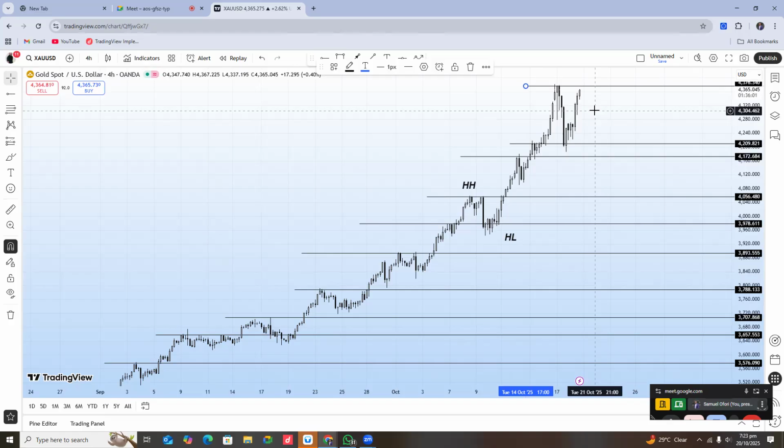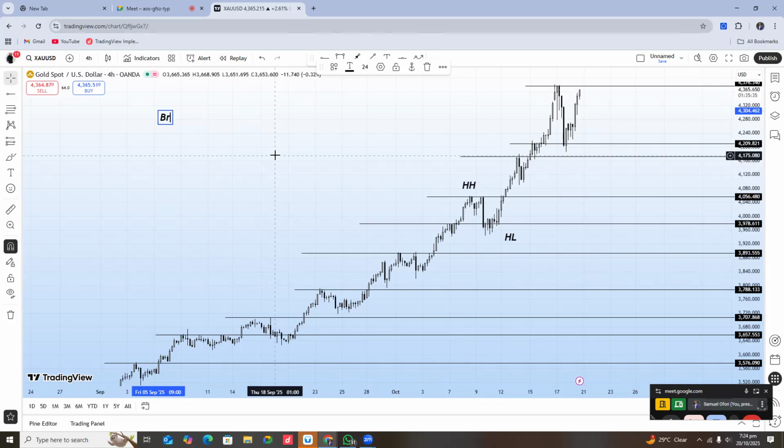All right, so this is just it. I've done my markings and it's just so beautiful. Okay, so assuming you were able to get the direction and you've done your markings like this, how were you going to take your trade? So we are going to use what we call the break and retest strategy. Let me put it somewhere here. Break and retest strategy. Okay, we use the break and retest strategy.